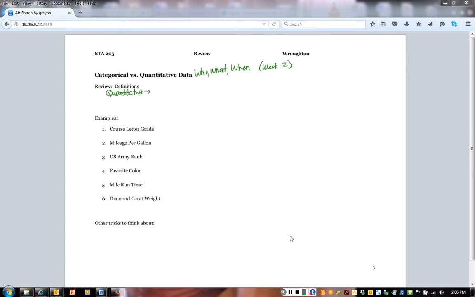So a quantitative variable is going to be numeric, but it also had to quantify something, versus a categorical variable, where the responses consisted of categories.